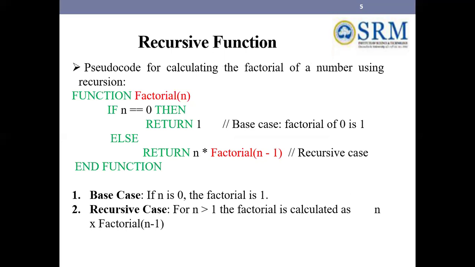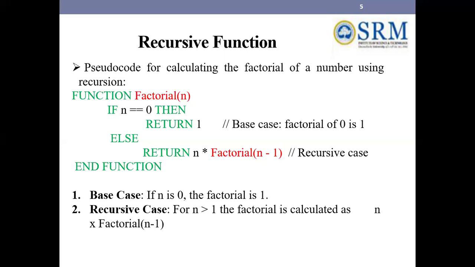So function is a keyword. The function name is factorial and n is a parameter. Base case: is n 0? If n is 0, return 1. The recursive function call will be terminated. Else, return n into factorial of n minus 1.